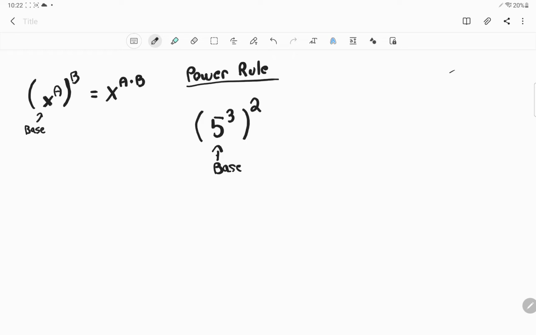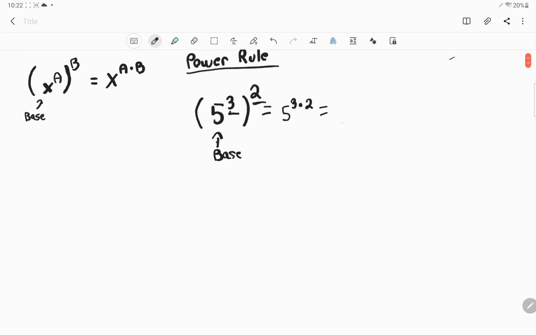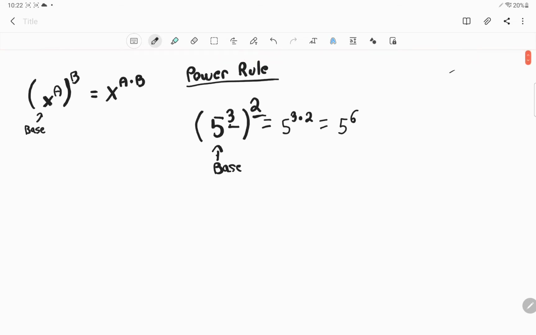It doesn't always have to be that a number is a base, but usually variables are the base. But before I get anybody confused, that's our base, so I'm going to rewrite it. 5 is going to be my base. And what's my first exponent? My first exponent is going to be 3, and my second exponent is going to be 2. So I'm going to write 3 times 2. What's 3 times 2? Obviously it's 6. So I'm going to have my base 5 to the power of 6. And that's literally how the power rule works.